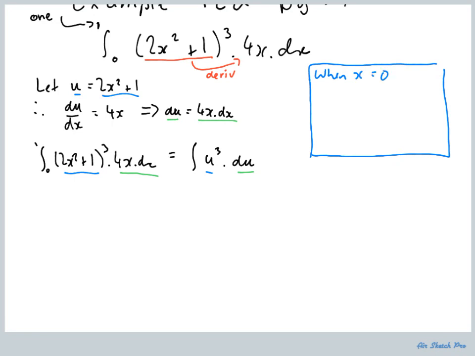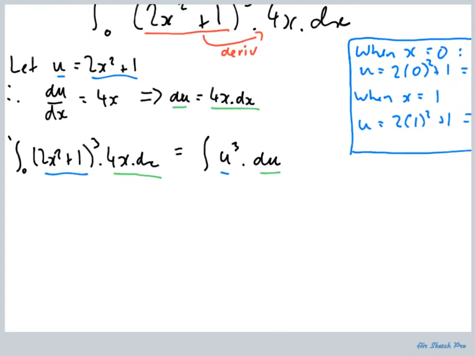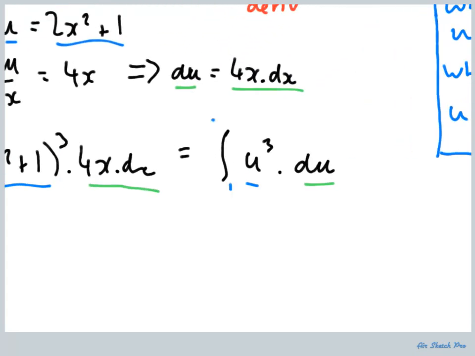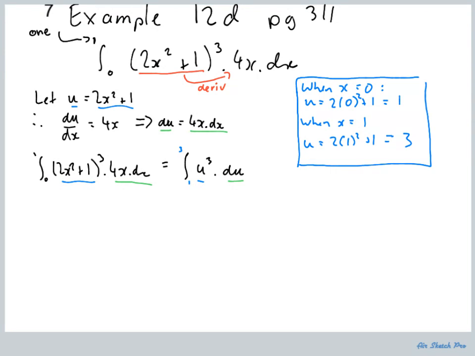The interval was 0 and 1, so when x equals 0, u equals 2 times 0 squared plus 1, which equals 1. And when x equals 1, u equals 2 times 1 squared plus 1, which equals 3. So the new interval for u is 1 to 3.